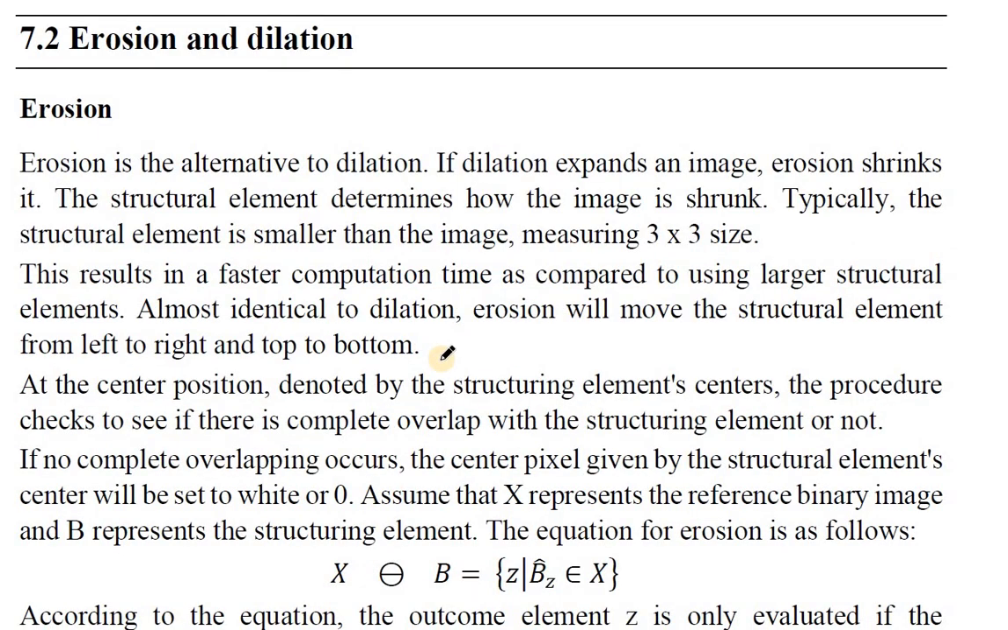So basically, erosion and dilation are opposite of each other. Dilation expands the image, while erosion shrinks it. Now, how is the image shrunken? How much shrinkage happens depends on your structural element. The structural element is smaller than the image itself, and generally its size is 3x3.